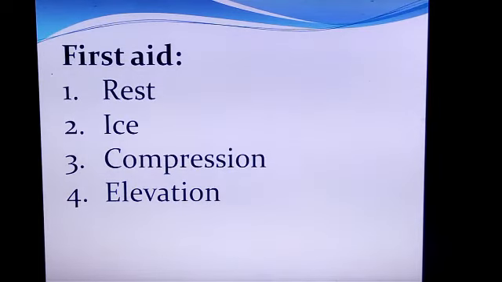Depending on the severity, a sprain can take days or months to completely heal. Over-the-counter pain relievers can help ease the pain. And if the pain still continues, the patient should see a doctor if it does not improve within 2 to 3 days.